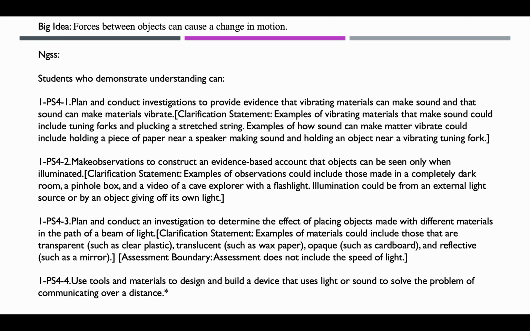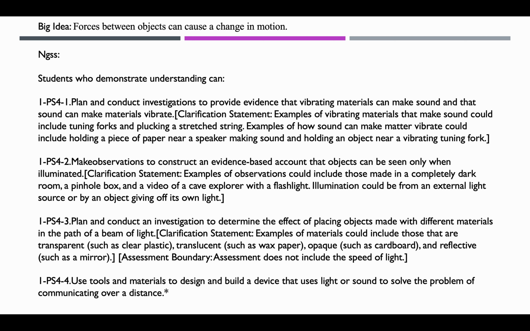What the Next Generation Science Standards say for first grade is 1-PS4-1, where PS is physical science: plan and conduct an investigation to provide evidence that vibrating material can make sound and that sound can make materials vibrate. That sounds very much like our standard in Virginia. So that's aligned.